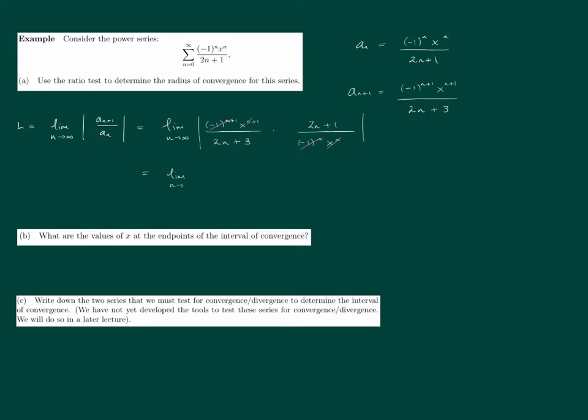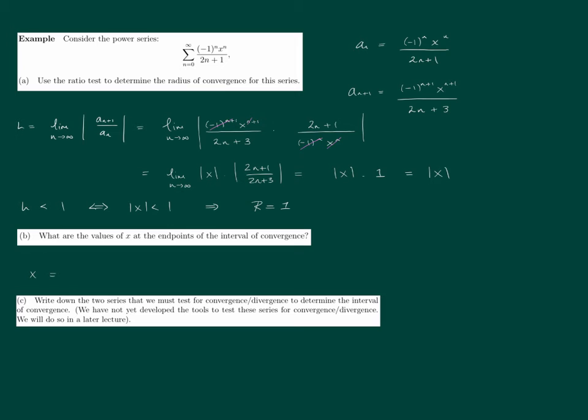So this is equal to the limit as n goes to infinity of the absolute value of x times the absolute value of 2n+1 over 2n+3. But (2n+1)/(2n+3) goes to 1. So this is equal to the absolute value of x times 1, which is the absolute value of x, i.e. L is less than 1 if and only if the absolute value of x is less than 1. So that tells us that the radius of convergence is 1. The radius of convergence around 0.